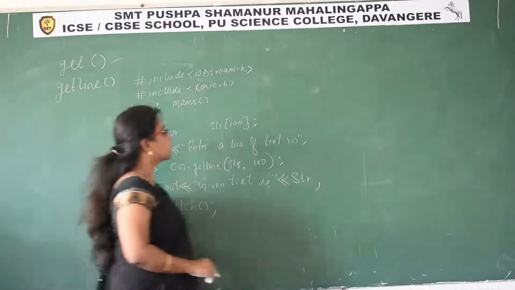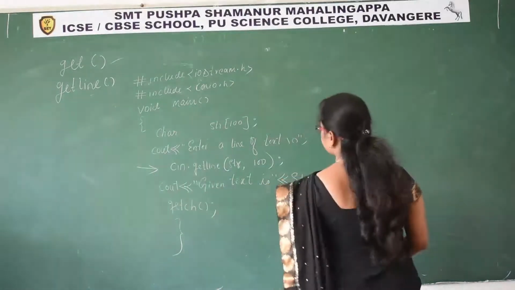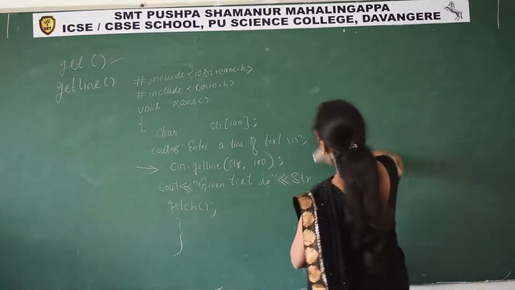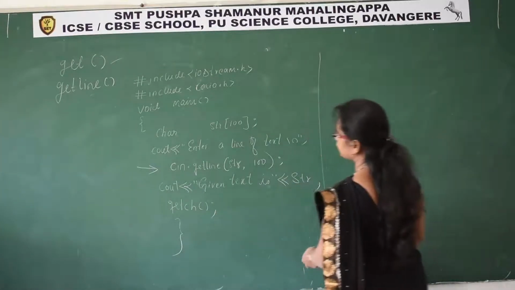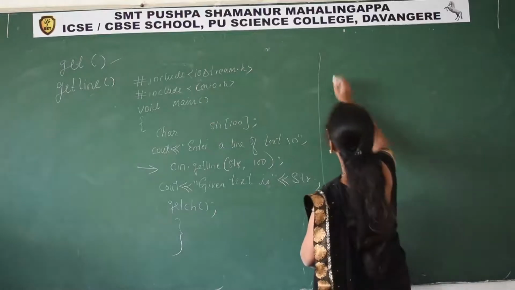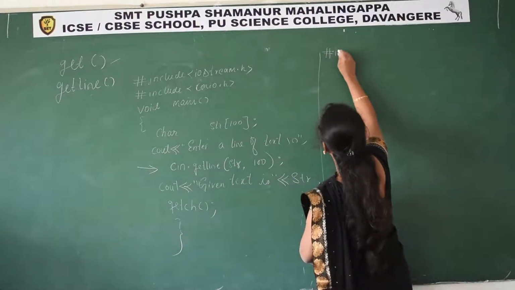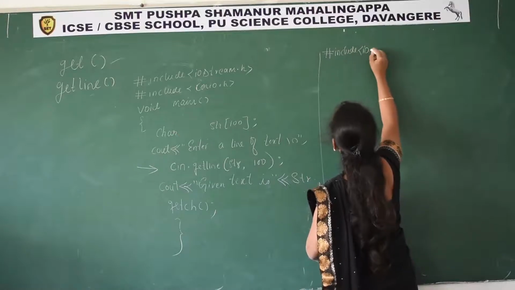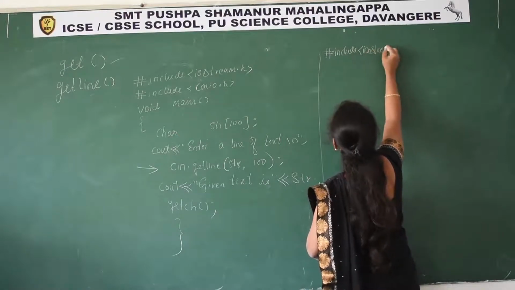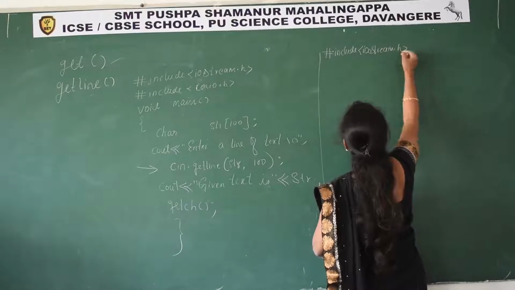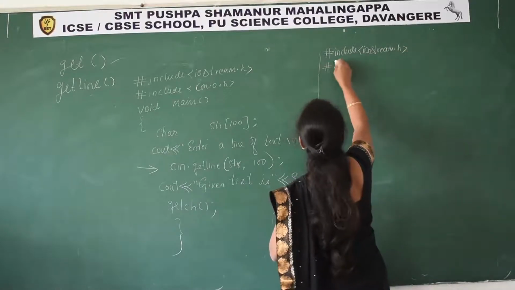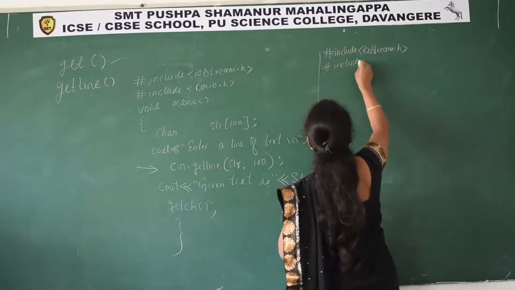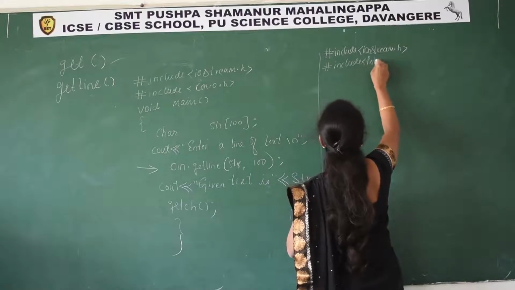Understood? Now the same thing, let us compare with files. I want to read a line of text from the file using the getLine function. #include iostream.h, #include fstream.h.